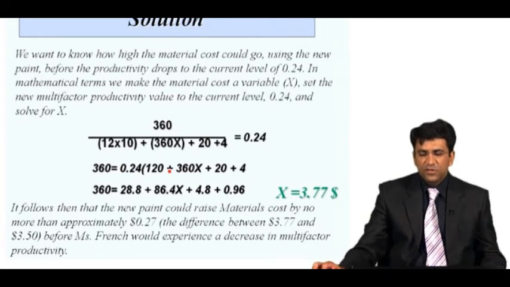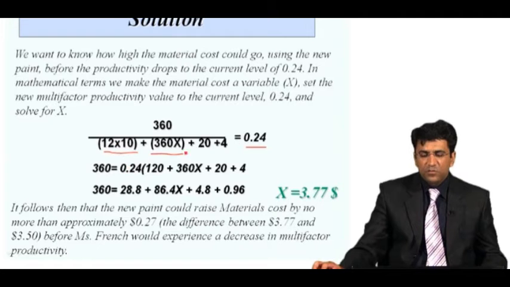So this is the case, students. You can see that this is the output, that is 360 with the new paint. This is our labor cost. This is our material cost. Now what we have supposed here, we have taken the unknown value of per unit cost as X. The total material cost will be equal to 360 multiplied by X plus 20 plus 4, and it will be equal to 0.24. And it is provided in the example that this value of productivity should not be changed.